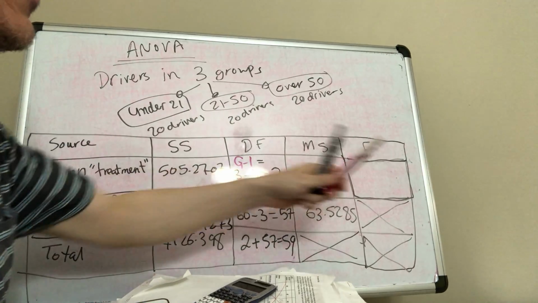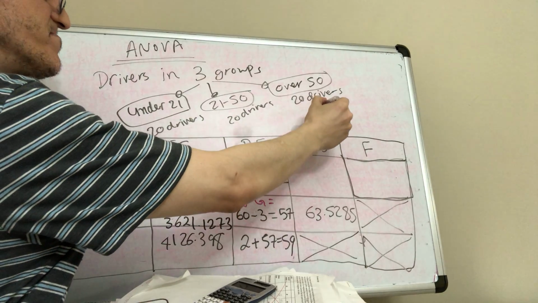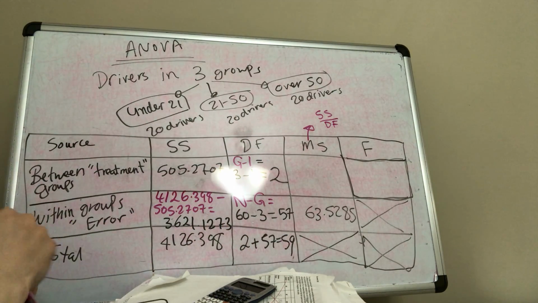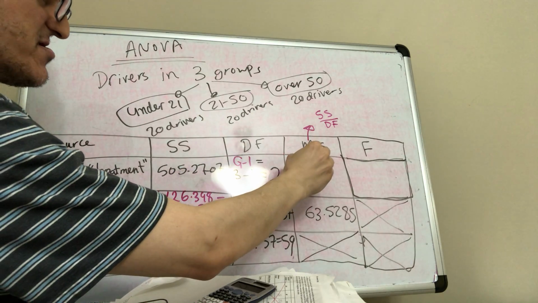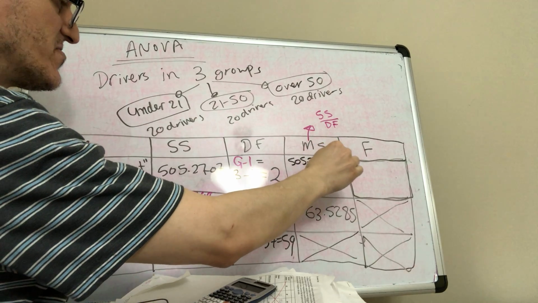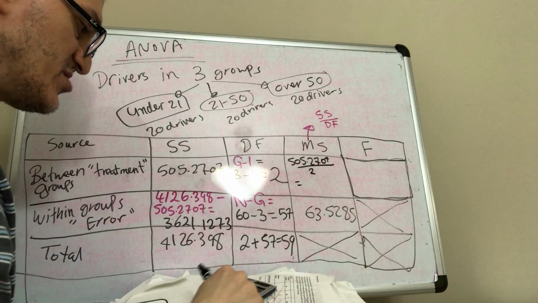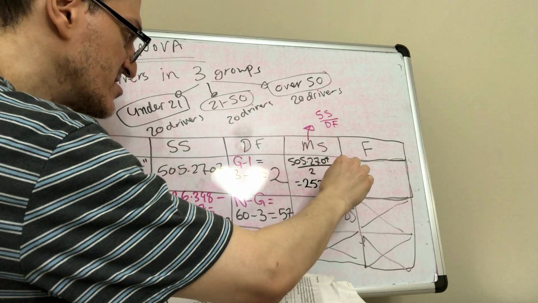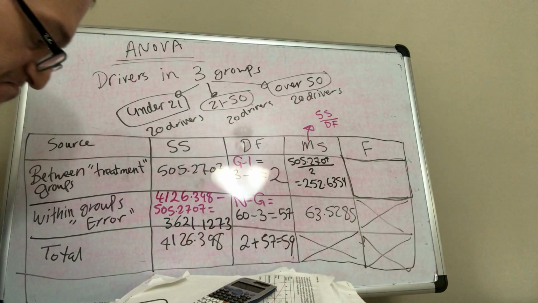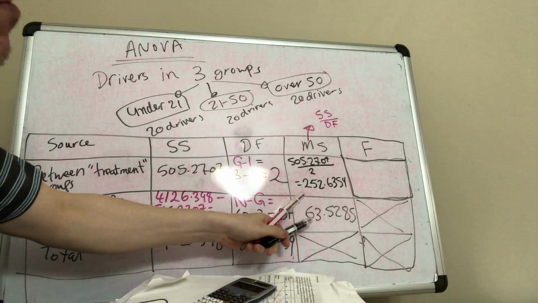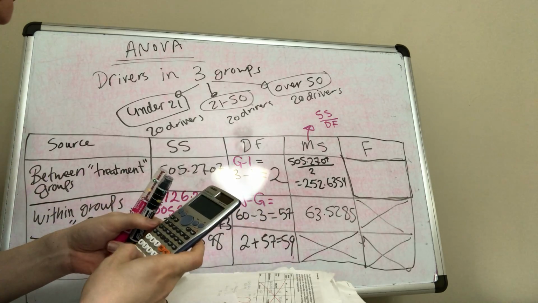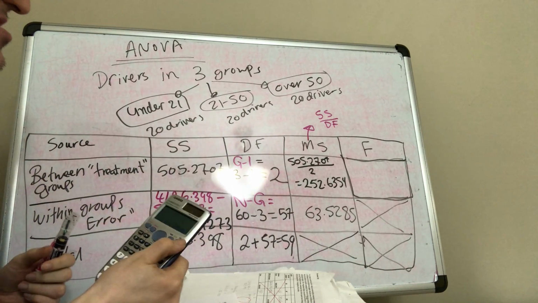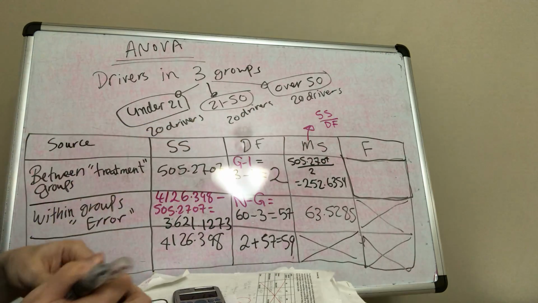You need to get this number and then get this number. To get the MS number, it's usually SS divided by degree of freedom. So you take whatever the SS number and divide it by the degree of freedom. So you take the 505,2707 and you divide it by 2. That gives you 252,6354. And this one is given, but if you have to calculate it, you would take 3621,1273 over 57, and that would give you the same number. So MS is SS over degrees of freedom.